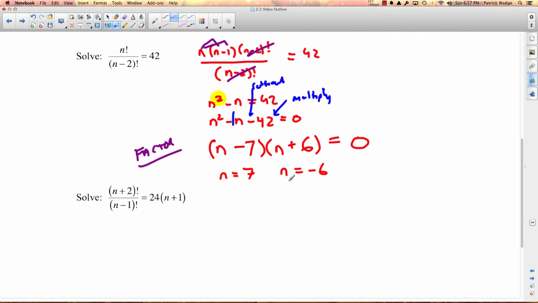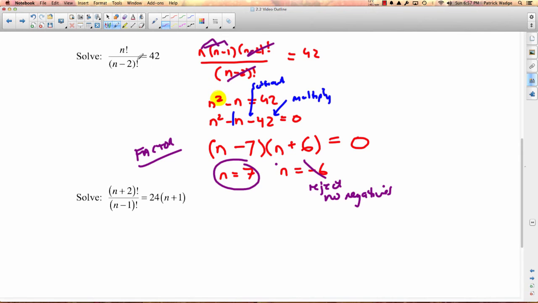What's wrong with one of these answers? What's wrong is that this answer is negative. We reject this answer. No negatives when you have a factorial, right? Otherwise you'd be saying negative 6 factorial on top. You can't do negative 6 factorial. That would mean negative 6 times negative 7 times negative 8 times negative... It would never end. So your only number, in fact, that works in this case is n equals 7.